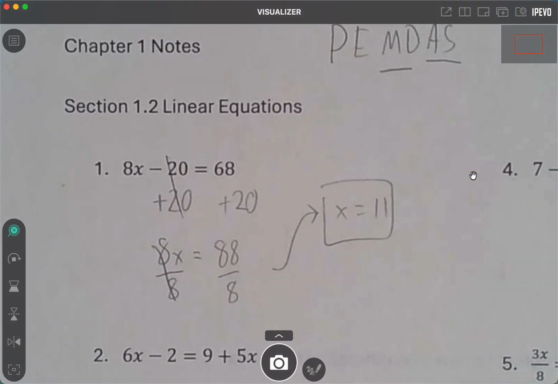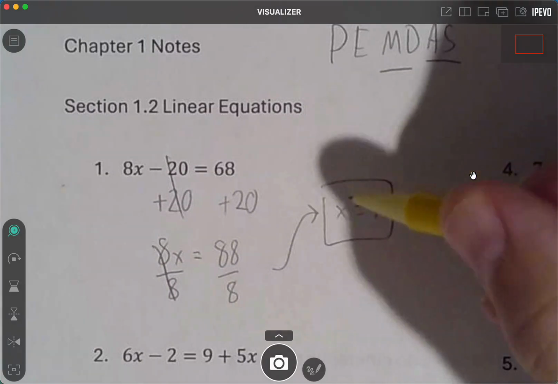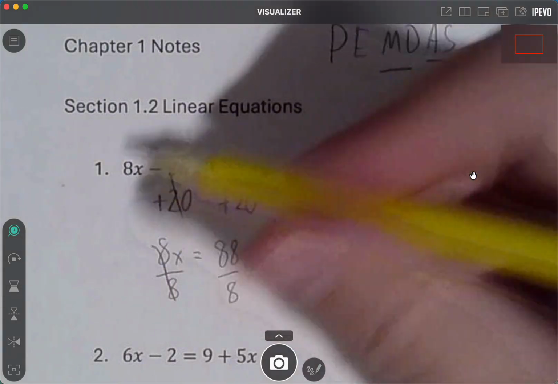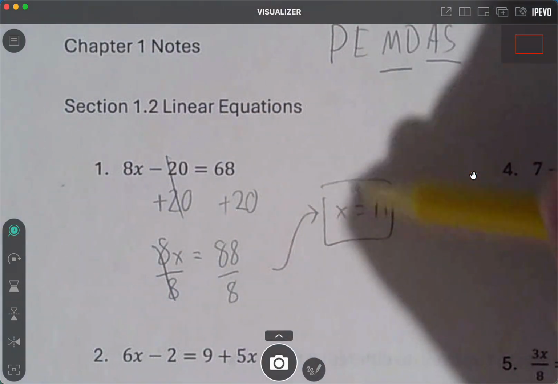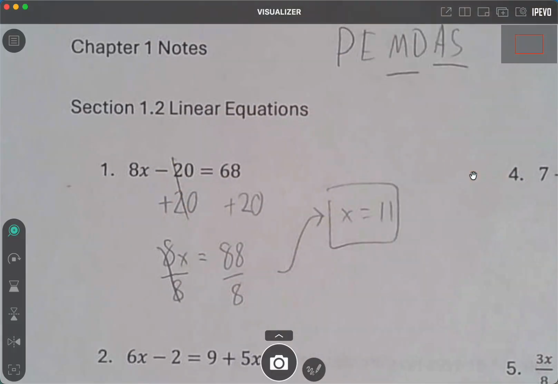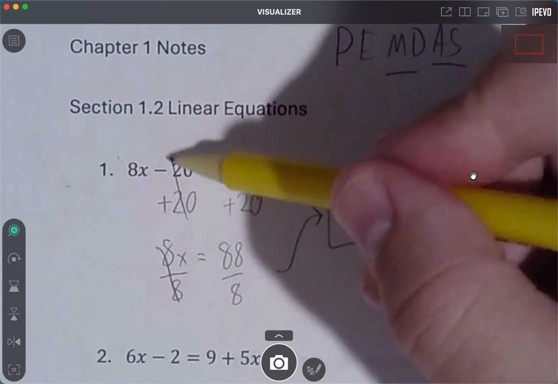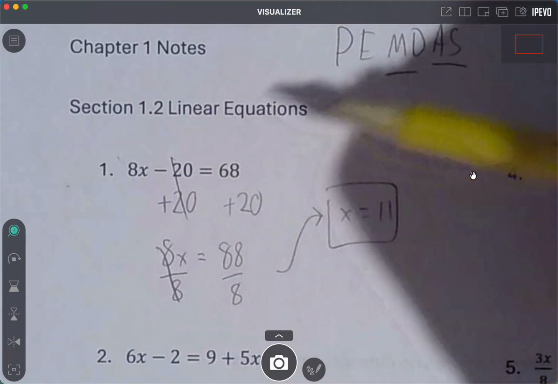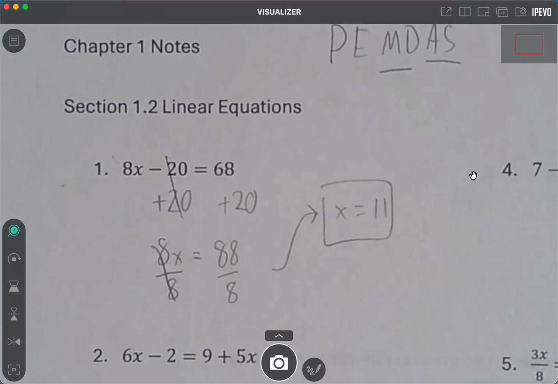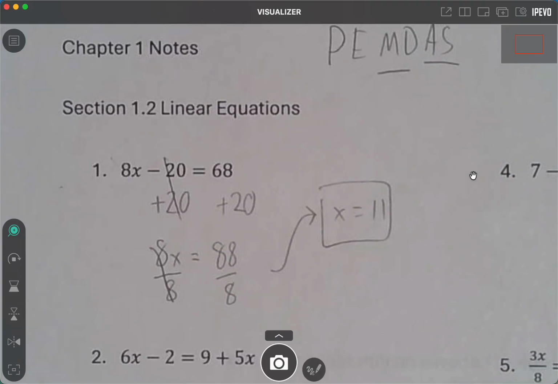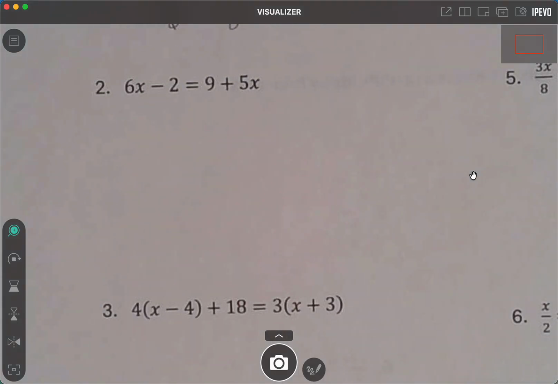Now what I'm not going to do for the sake of time is verify your answer, but you should verify it by plugging 11 back in and seeing that yes, 8 times 11 is 88. 88 minus 20 is 68. 68 is what's on the other side, so yes, I must have done this correctly. So go back and check your work as often as you can, but we've got a lot more to go through, so let's see it.